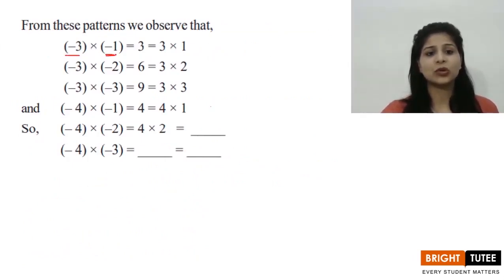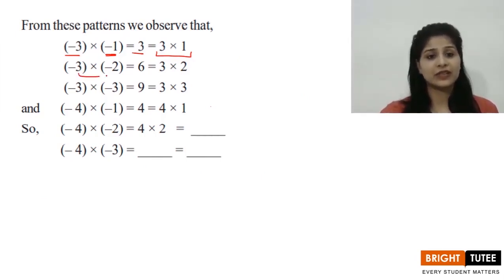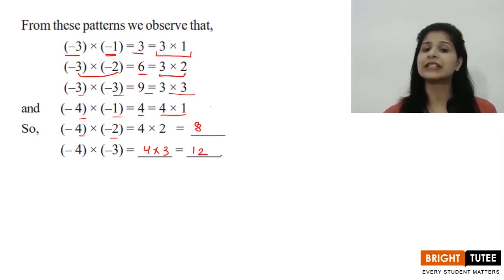Minus 3 into minus 1 is 3, that is nothing but 3 into 1. So what we are doing actually, the negative sign is ignored when we multiply two negative integers. Again, this will be multiplied: 3 and 2 gives us 6, 3 and 3 gives us 9, 4 and 1 gives us 4, 4 and 2 will give us 8, and we will write here 4 into 3, that will give us 12.